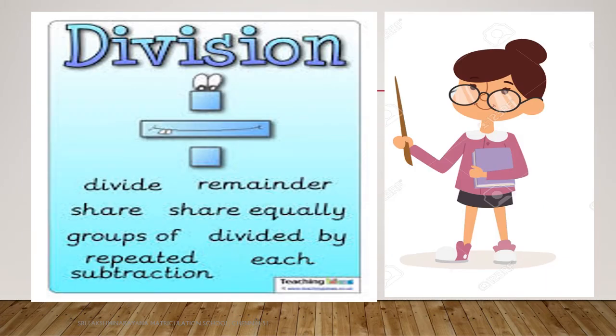Now let us see the last fourth operation, division. The key words are divide, remainder, share, share equally, groups of, divided by, repeated subtraction, each. The word each is a very important word. Children, I think you will be thorough with the keywords for all the 4 operations in solving word problems.